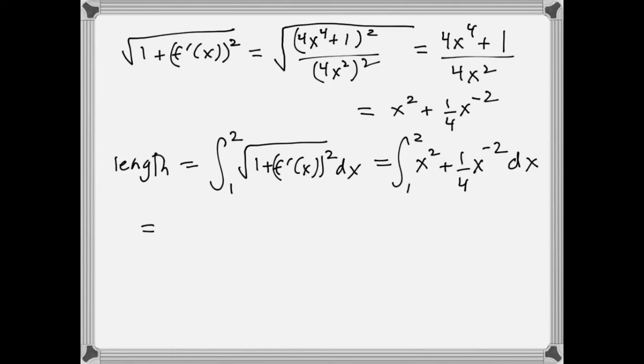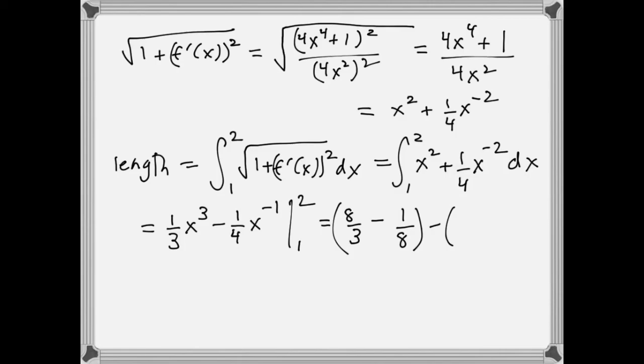So using the power rule on that, I get 1/3 x cubed. And then the next one, if I add 1 to the power and then divide by that, I actually get minus 1/4 x to the negative 1, and I'm going from 1 to 2. So if I plug in 2, I end up with 8 over 3 minus 1 over 8. And if I plug in 1, I get 1/3 minus 1/4.